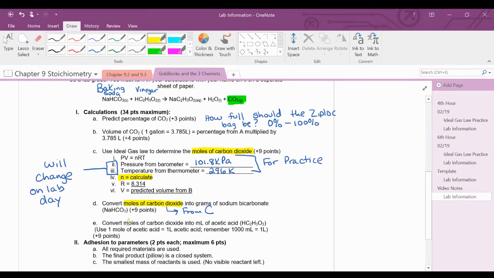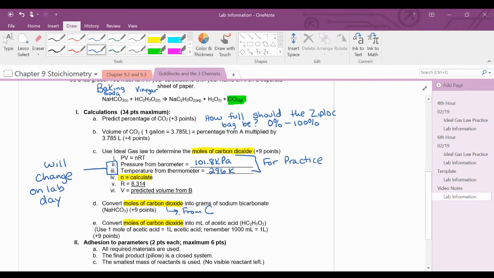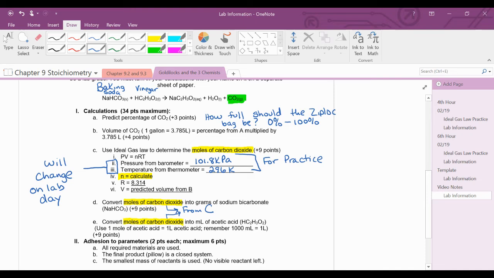You're going to convert from moles of carbon dioxide into milliliters of acetic acid. You need to use the conversion factor that 1 mole of acetic acid equals 1 liter of acetic acid, and then we know that 1 liter is 1,000 milliliters. You will want to practice these conversions so that when you come in on your lab day, all you have to do is change the pressure and temperature, make sure your calculations are all set. You'll go back in lab, measure the mass of your baking soda, and measure the volume of your vinegar.